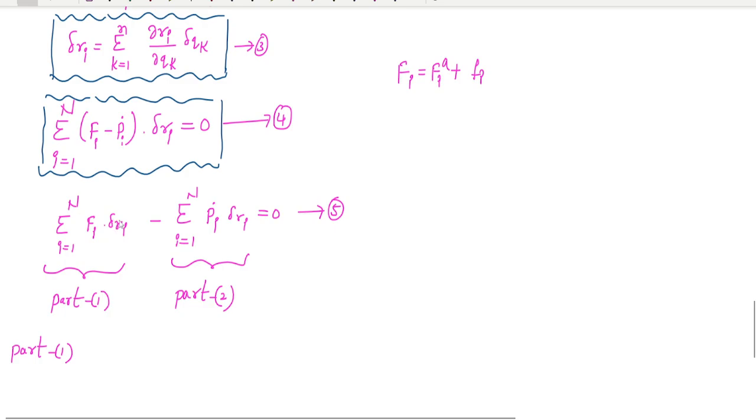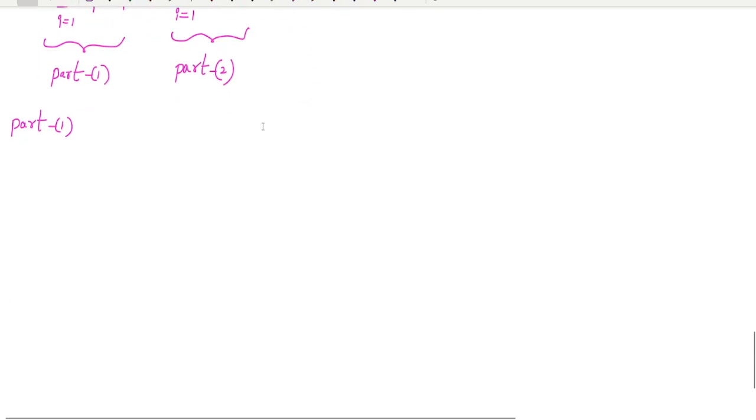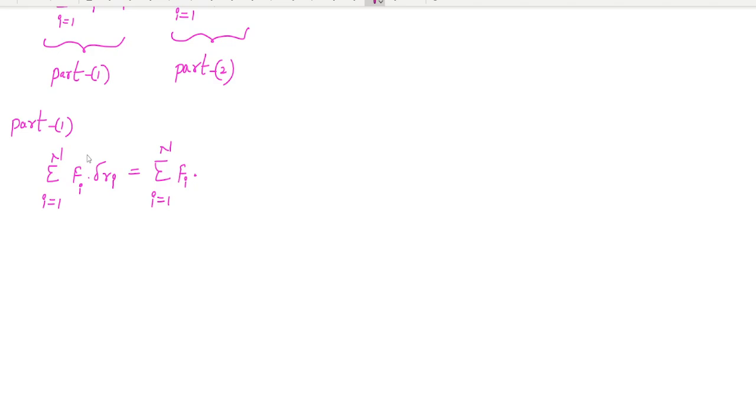And here a delta r_i is there. I'm going to use equation number 3 here. Okay. First part: summation i equal to 1 to n F_i dot delta r_i equals summation i equal to 1 to n F_i dot, this is virtual displacement, summation k equal to 1 to small n, partial derivative of r_i divided by partial derivative of q_k, in the generalized coordinates q, right? Delta q_k.